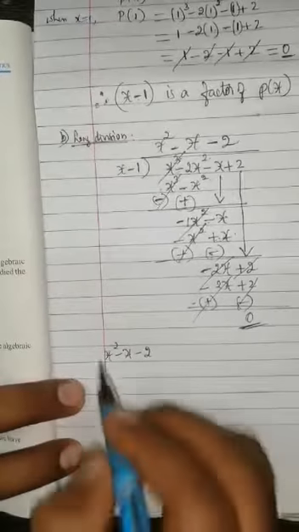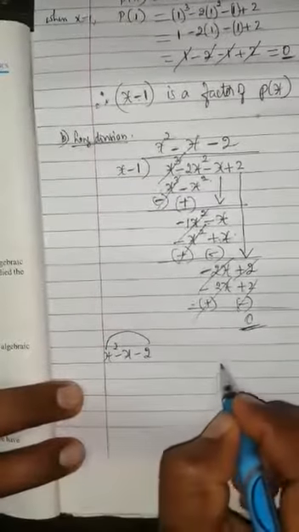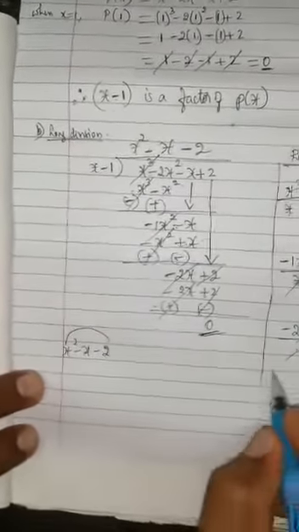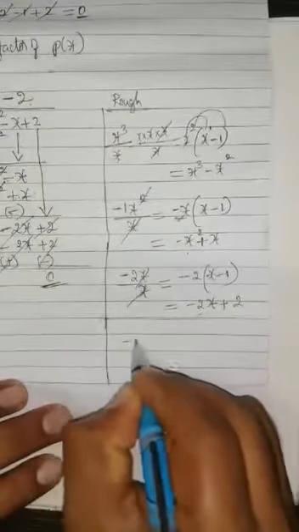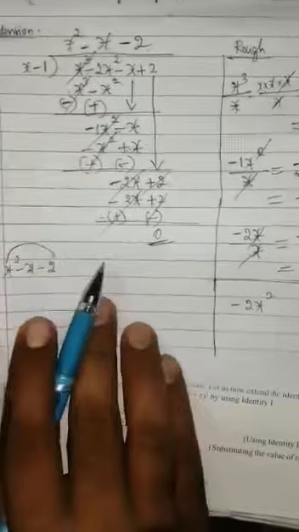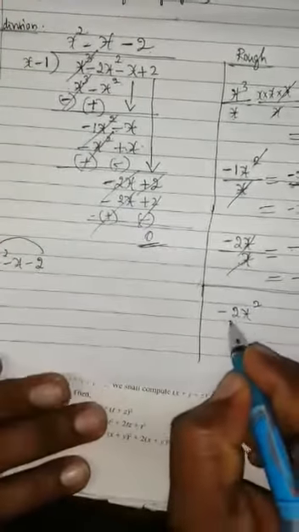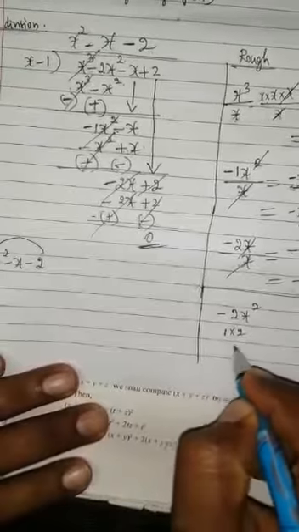What did we do in the first step? The extreme terms should be multiplied. 2 into x square, that is minus 2x square. Let me do the rough part here itself. I have multiplied the extreme terms. Now split it into 1 into 2. 1 into 2 is 2, or 2 into 1 is 2.